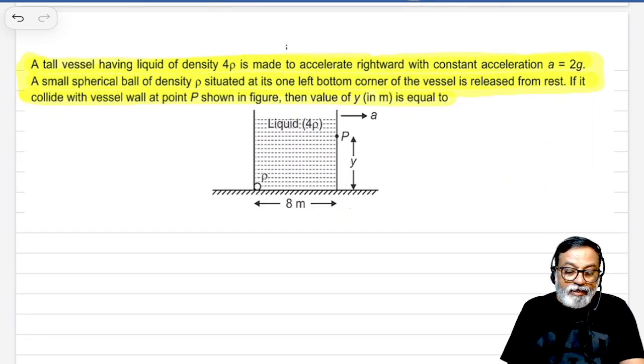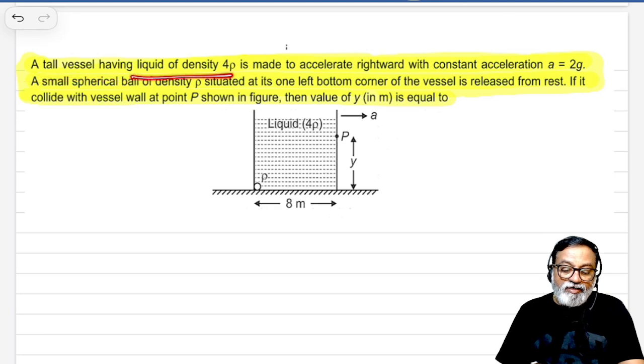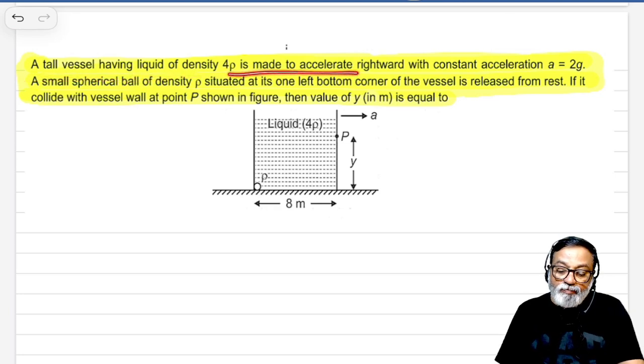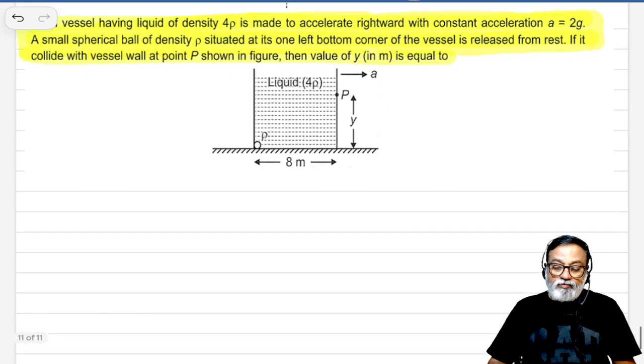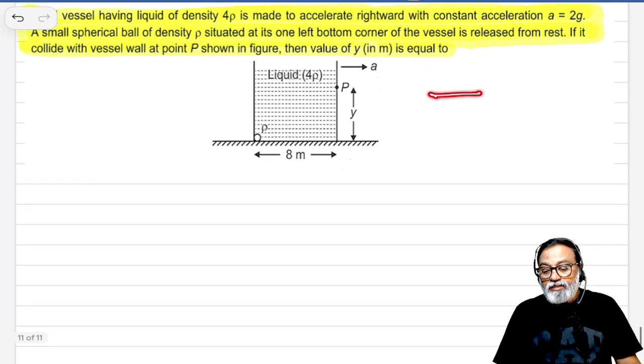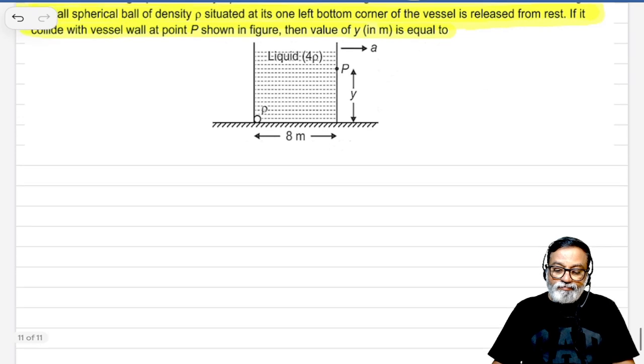Here, a tall vessel having liquid of density 4 rho is made to accelerate rightwards with constant acceleration a is equal to 2g. A small spherical ball of density rho situated at the left bottom corner of the vessel is released from rest. If it collides with the vessel wall at point P shown in the figure, then the value of y is equal to. Here, the vessel is having horizontal acceleration.